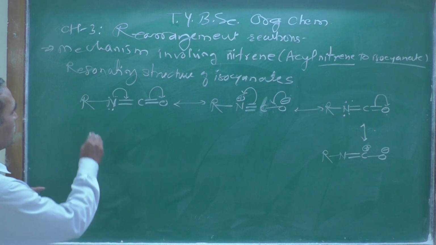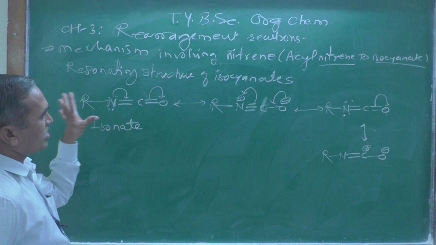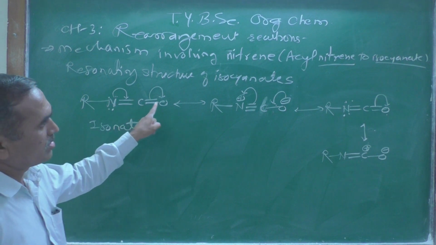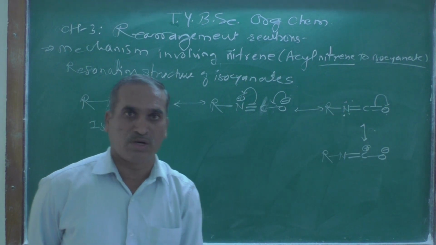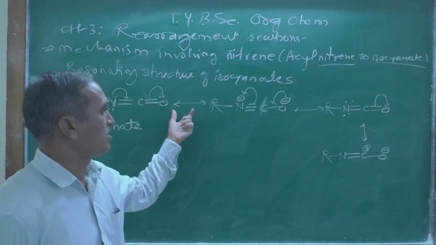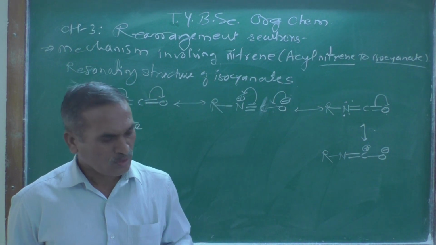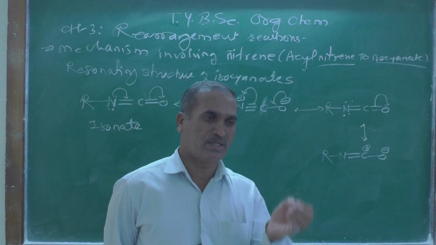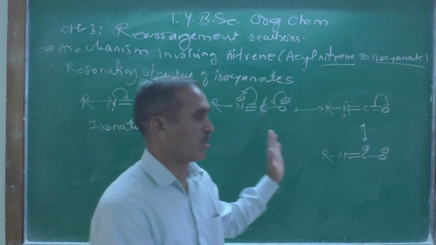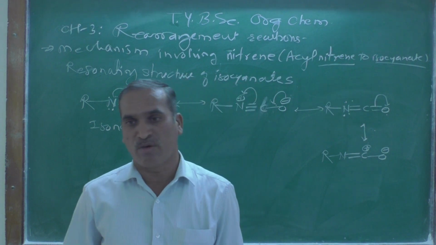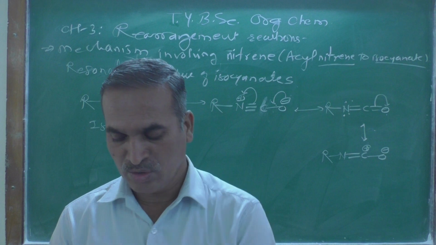This is a species of isocyanate, and isocyanate is written like this. The resonating structure can be drawn like this. These are the various resonating structures, and the double headed arrows indicate that there are two ways to represent the same delocalized structure. That is the meaning of the arrow. They are the canonical forms, or resonating structures, of isocyanates.